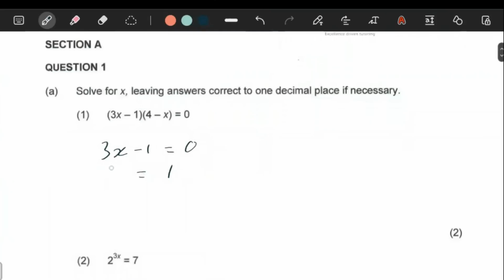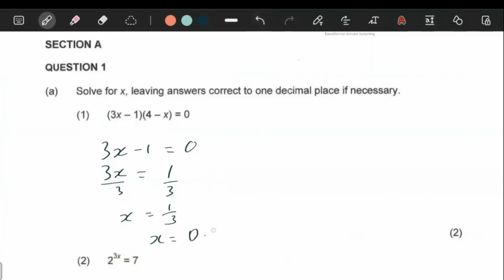So the first one, you take the first bracket and make it equal to 0. We're getting 1 with 3x left. Divide everything by 3, and you're getting x is a third. They said we should leave our answer to one decimal place, so you need to be very careful in this kind of situation. Writing this to one decimal place, you can just put 1/3 in the calculator, and it gives you 0.3.